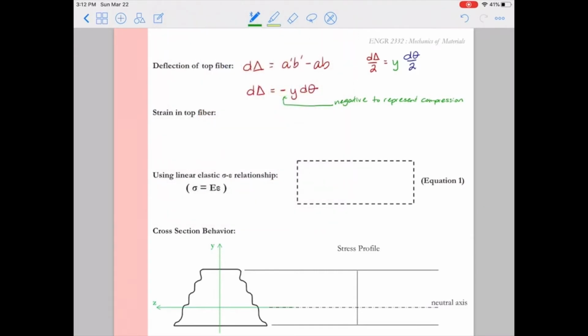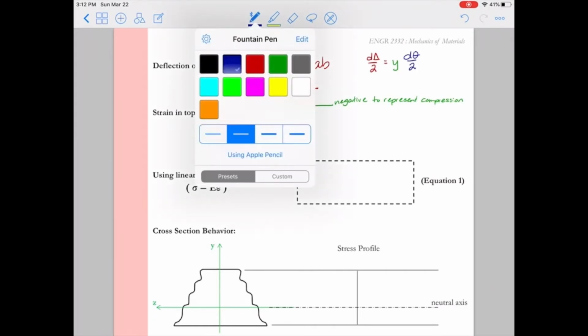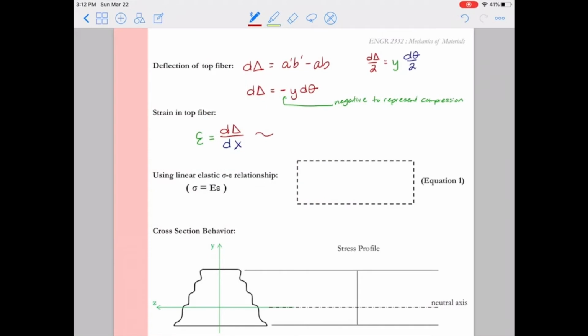Next we move on to our strain relationship. We always say strain is the change in length over the initial length. In this case, it's the change in the top fiber, d delta, over our initial length, which was dx. But one of our assumptions was small deformations, and if we have small deformations, then dx is approximately equal to ds. That means the horizontal differential element is roughly equal to the arc length. That's what we mean by small deflections. So we'll now say that d delta over dx is roughly equal to d delta over ds.